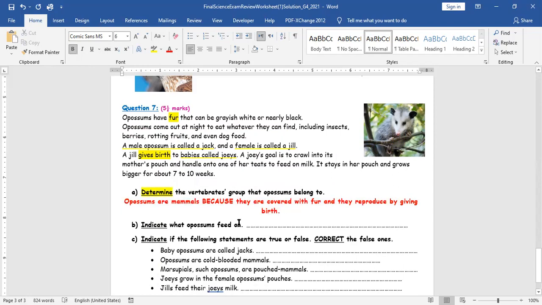Okay. Indicate what opossums feed on. We saw this in the text. So they eat whatever they can find: insects, berries, rotting fruits, etc.